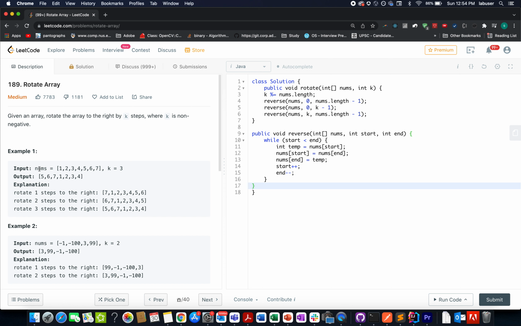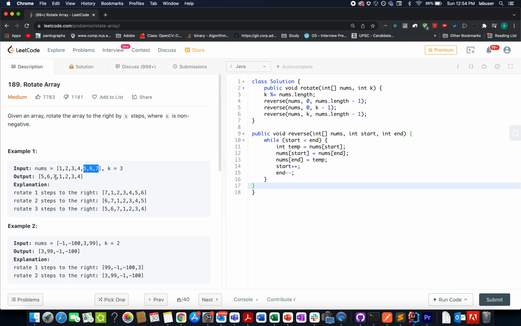For example, here the input array is given to us as 1, 2, 3, 4, 5, 6, 7 and the integer value that is given to us is 3. So we need to make sure that each element moves ahead by or gets rotated by 3 units. As a result of which 1 moves to the 4th position, 2 moves to the 5th position, 3 moves to the 6th position and 4 moves to the 7th position. For the remaining elements 5, 6, 7, as the elements get rotated, they move to the initial starting positions 0, 1 and 2.